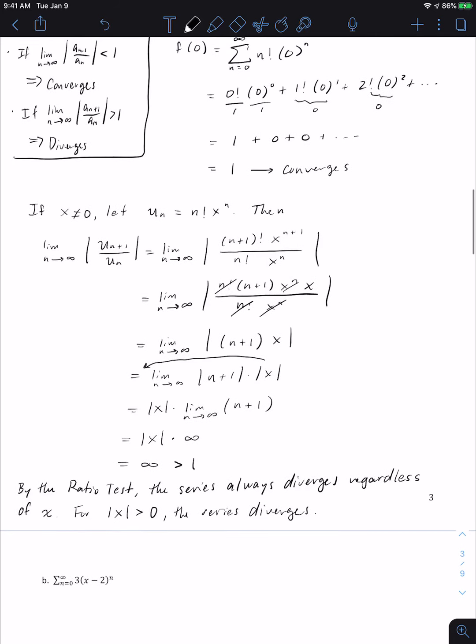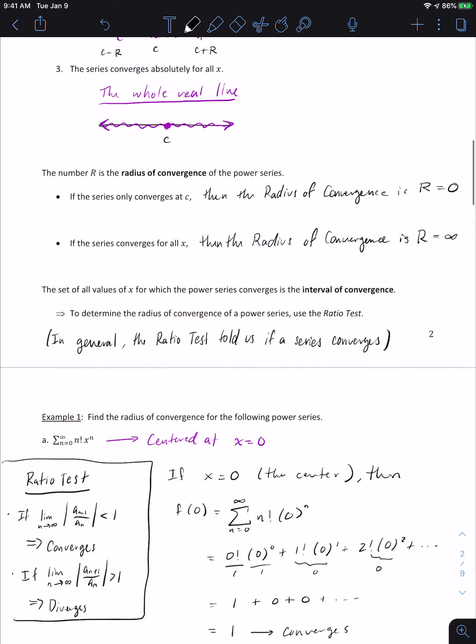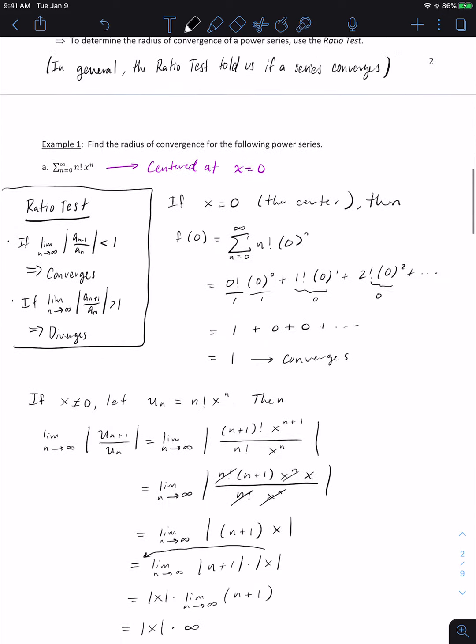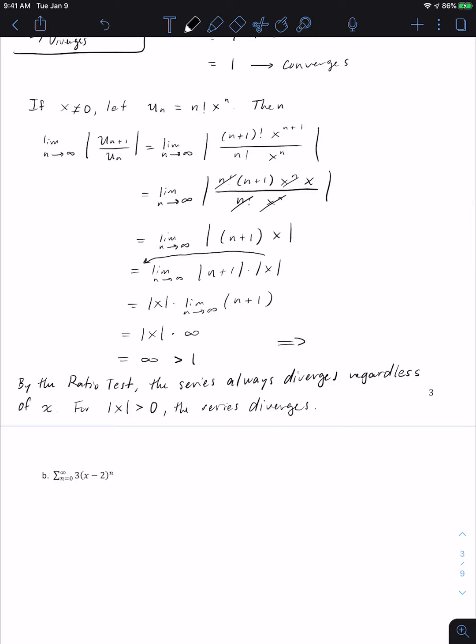Right? So what does this mean? That means that the only value that works is the center. Remember, if the only value that works is the center, our radius of convergence is 0. So what we figure out here is that my radius of convergence is r equal to 0, because there are no other values other than x equals 0.